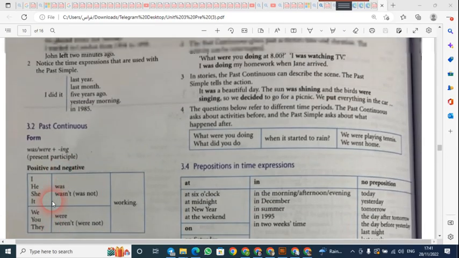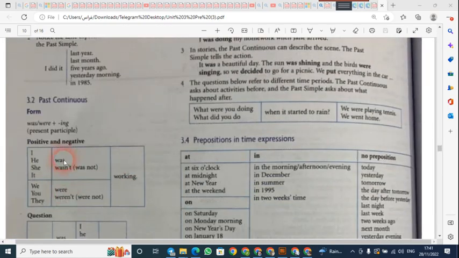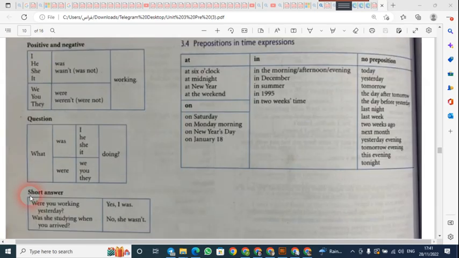How to make questions? For the negative we only put not. In the question, we place the verb to be, was or were, before the subject: was I, was he, was she, was it, were you, were we, were they doing? And if we need a question word, we will put it here.